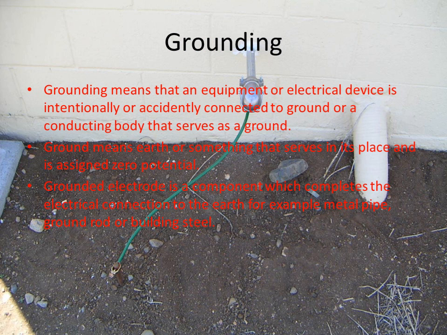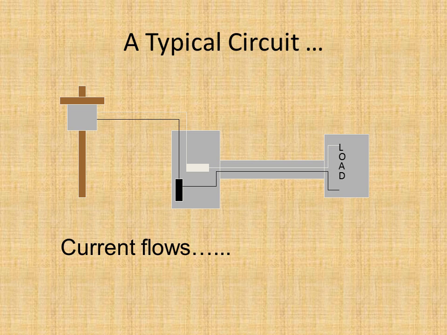Grounding, as defined by NEC, means a phenomenon in which equipment or an electrical device is intentionally or accidentally connected to ground or a conducting body that serves as a ground. Whereas ground means earth or something that serves in its place and is assigned a zero potential. There is a typical circuit in order to elaborate the importance of grounding technique.